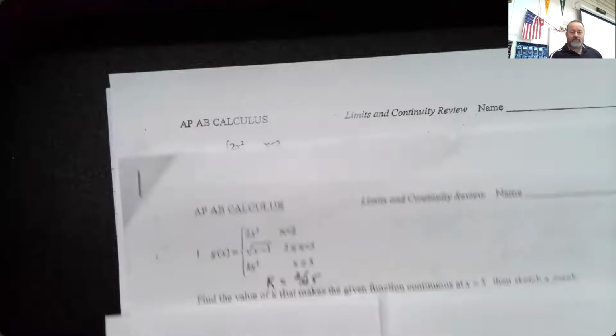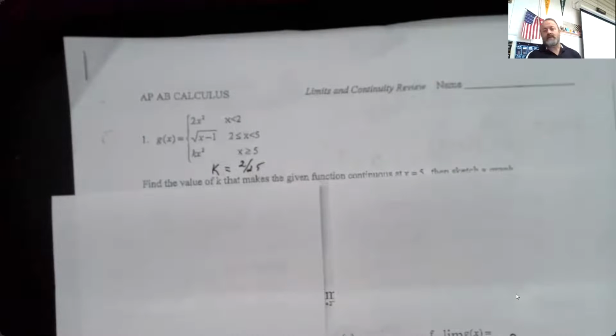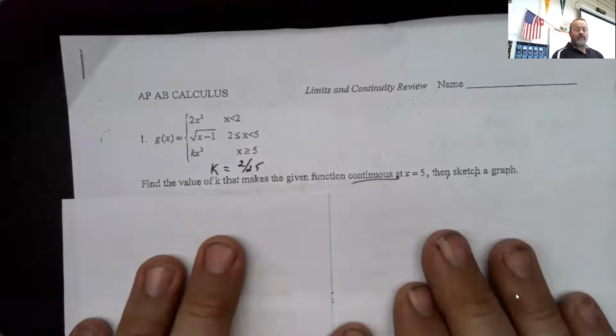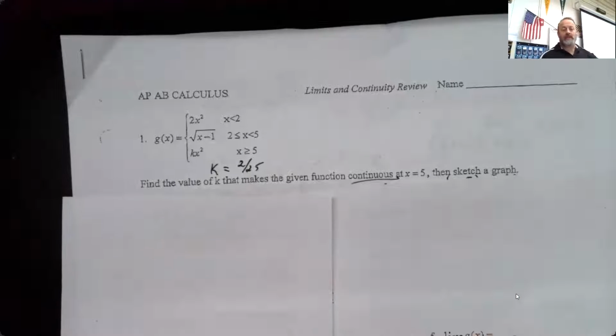Okay, first question says we've got this piecewise defined function, and that's one of those things where my joke is your spidey sense should go up, because they're frequently really discontinuous, nasty little things. So we are going to try to find a value of k that perfectly makes this thing continuous.